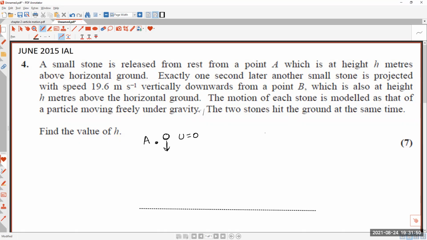They did not release it. What did it do? It projected, thrown. Throw, with the speed of what? 19.6 meter per second. It is written over here.